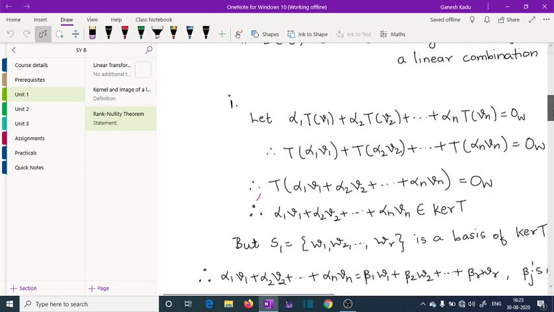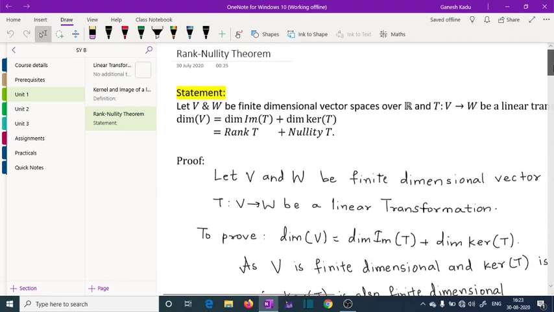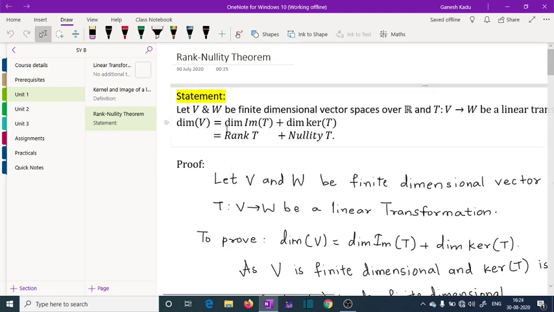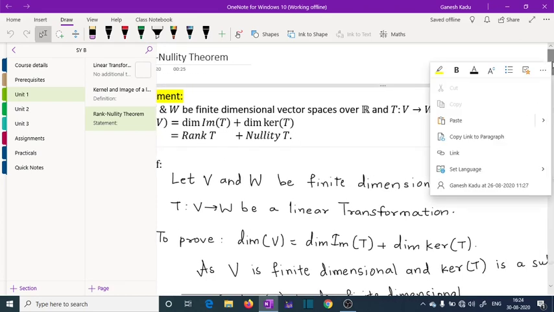See, this is the rank nullity theorem that we have discussed in the last lecture. Whenever we have finite dimensional vector spaces V and W and a linear transformation T from V to W, then dimension of V is always equal to what? Rank of T plus nullity of T. That is, dimension of V is equal to dimension of kernel of T plus dimension of image of T. So for the following examples we have to verify this property, that dimension of V is equal to rank of T plus nullity of T.